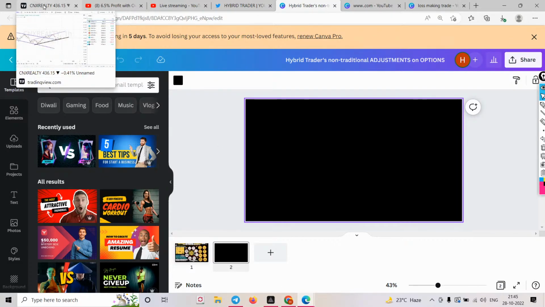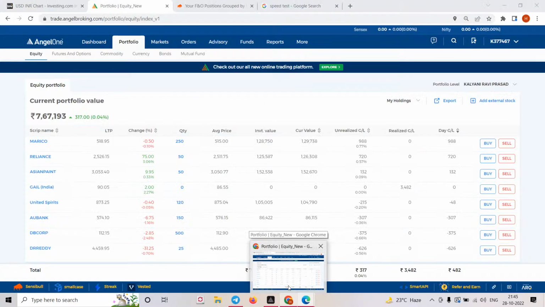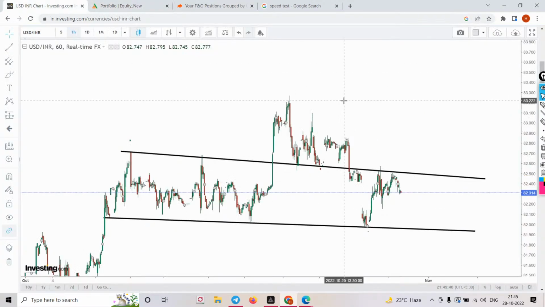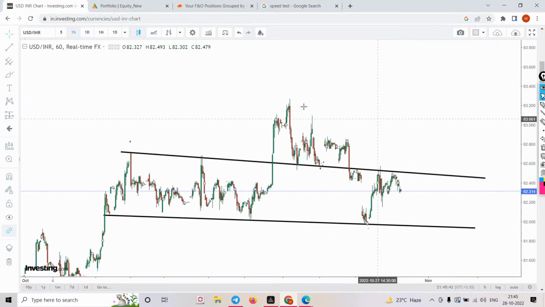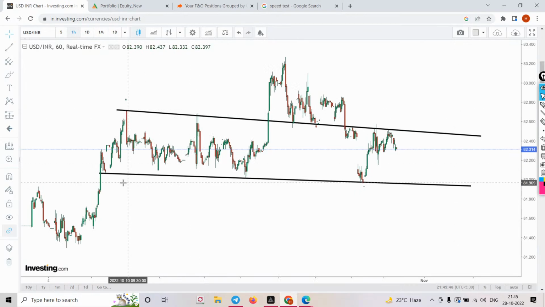Okay, before that, right? I'll show you why I went long in USD INR. Sorry, not long. Why I went short in USD INR. Same thing, friends. Again, you might be cursing me, saying, what is this guy showing? These two lines, three lines. This is the price action.